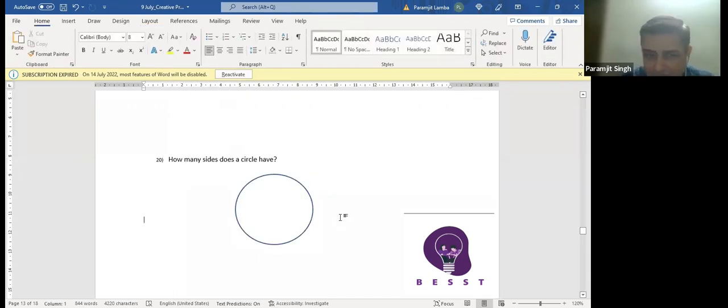Falguni says circle has no sides. Okay. So circle, see again, this is creative problem solving. You have to think out of the box. A circle has 2 sides. How? One is the inside and the other is the outside.